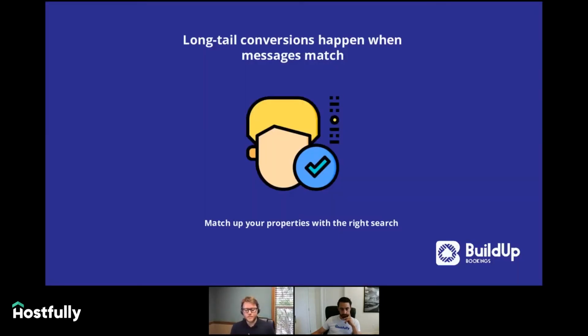So we've talked a little bit about branded paid search. We've talked a little bit about the campaigns that you can run on website visitors and past guests. I'm going to switch gears a little bit and go a little bit outside of those people who have heard of you, but hopefully those that have a high likelihood to convert. So we're going to talk a little bit about long tail messaging or long tail conversions. And the way that I like to say it is that happens when messages match. So what do I mean by messages?